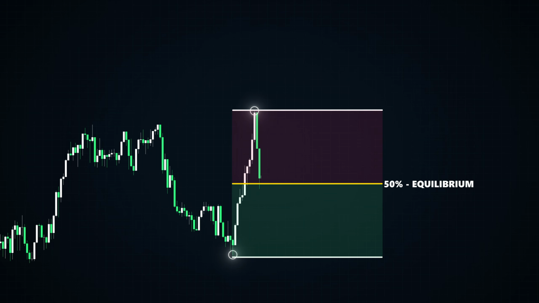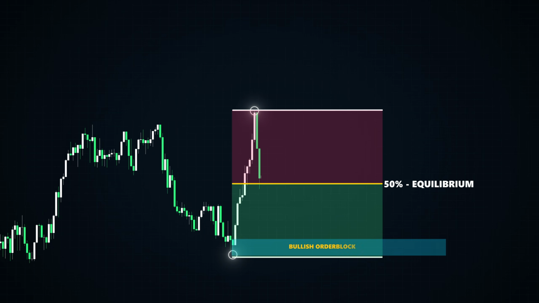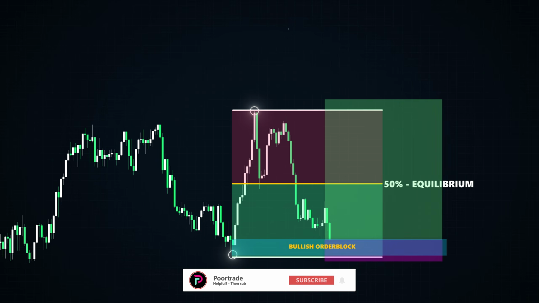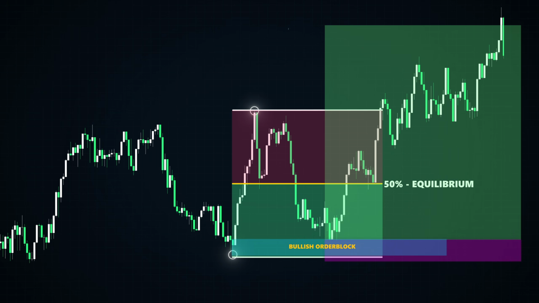The 50% level marks equilibrium. Everything below this is the discount zone, where buyers are more active, and everything above is the premium zone, where sellers take control. Now let's look at how this applies to order blocks. If we're trading a bullish order block, we wait for price to pull back into the discount zone, where smart money accumulates before pushing price higher. Here, we look for confirmations like rejection wicks, bullish engulfing candles, or increasing momentum.